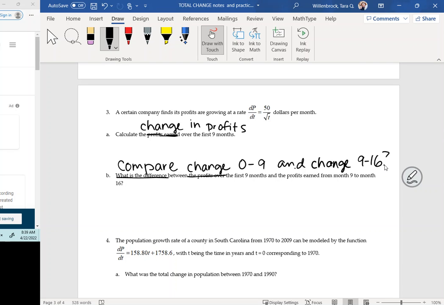So the change in profits you get in part A from the first 9 months, 0 to 9. I then want you to calculate what's the change in profits between months 9 and 16, and then what's the difference in those two changes? Because what you'll see is, this is a good example of a profit that is growing, but the growth is slowing. You should ultimately get a bigger amount of change from 0 to 9 versus the change you get from 9 to 16.